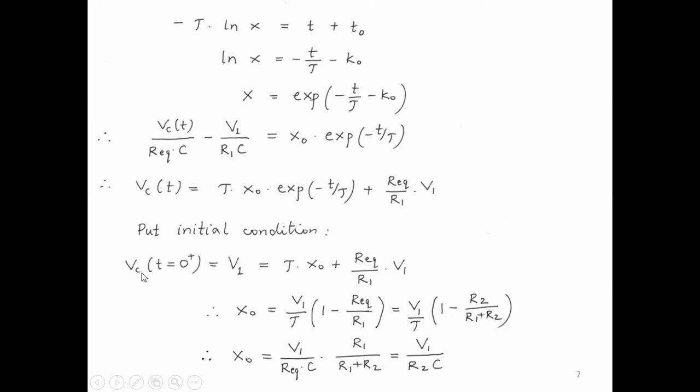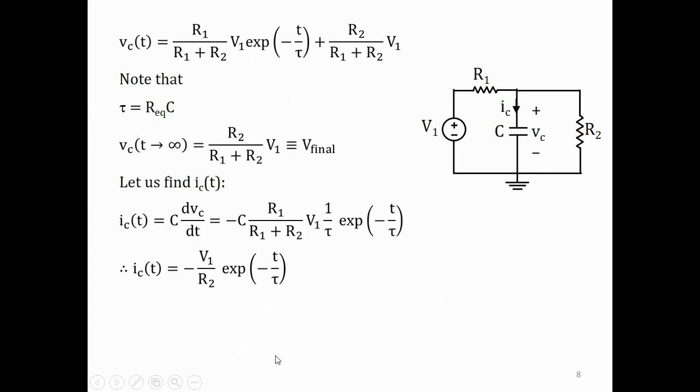Alright, so we already know that the capacitor voltage at t equal to 0 plus was V1. We already derived that. So we use this knowledge to find x0. We say V1 equal to tau times x0, since at t equal to 0, e raised to 0 is 1. So we find x0.